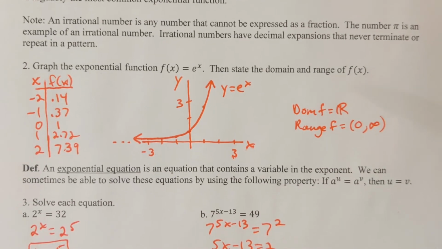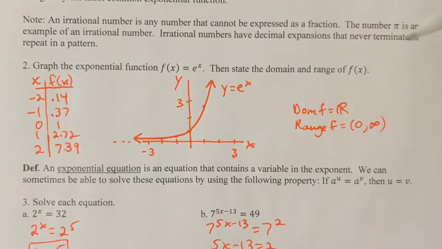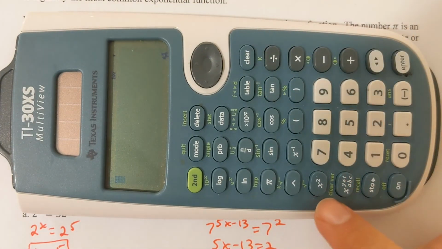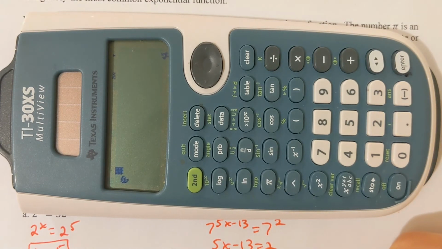So, problem 2. Let's take a look at the graph of f of x equal e to the x. Okay, and then we'll state the domain and the range. Now, most calculators have an E button on it somewhere. It's just locating it. On the TI-30 model, if you were to hit second ln, it'll set you up with e to a power. A lot of calculations that we do with e involve powers.